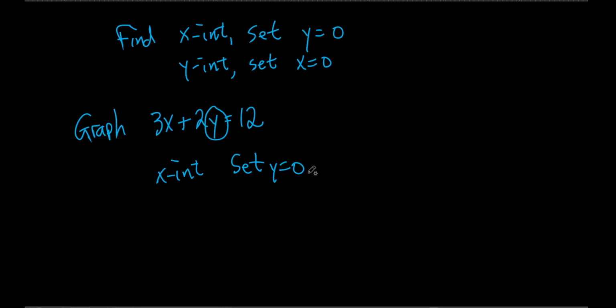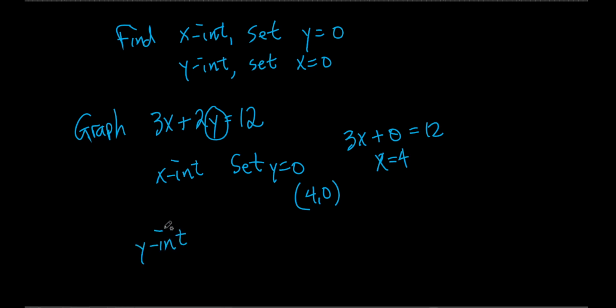So let's find the x-intercept. I set y equal to 0. So I've got 3x plus 2 times 0, which is 0, equals 12. Let's do the math. x equals what? 4. So what's my x-intercept? (4, 0). That's one point that I'm going to graph. Then let's find the other point. To find the y-intercept, we set x equal to 0. 3 times 0 is 0, plus 2y is 12. What's y equal to? 6. So my point is (0, 6).